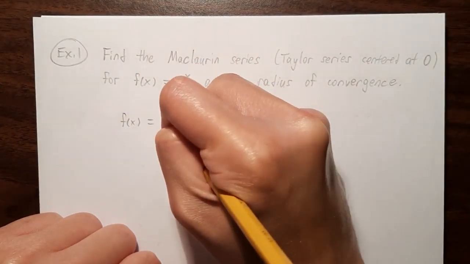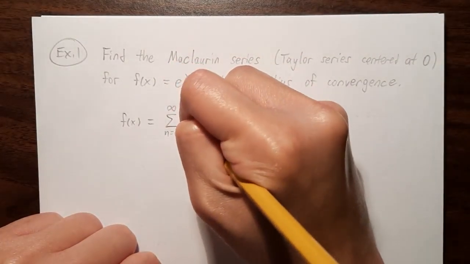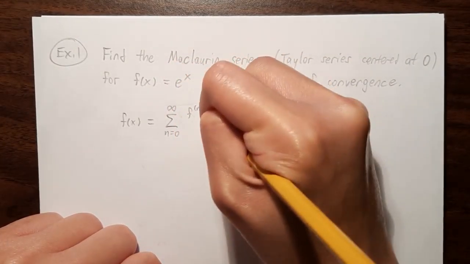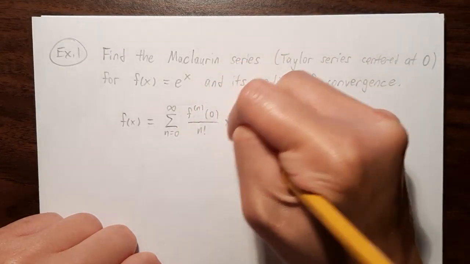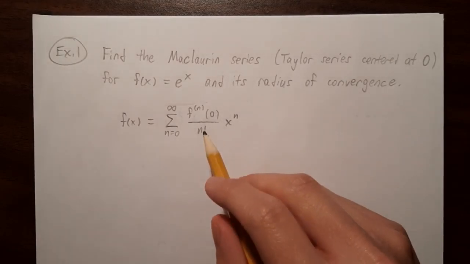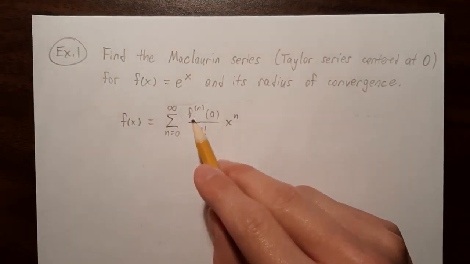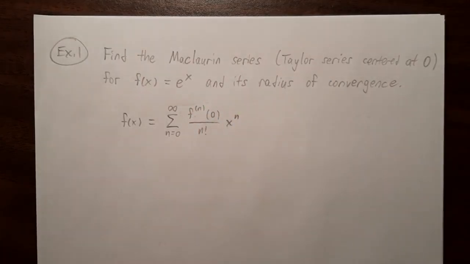function f can be written out as the sum n equals 0 to infinity of the nth derivative evaluated at 0 divided by n factorial times x to the n. All right, so all we need to do then is find out what the nth derivative of e to the x evaluated at 0 is, for all of these values of n. If we can find that for every possible n value, we will have our Taylor series.